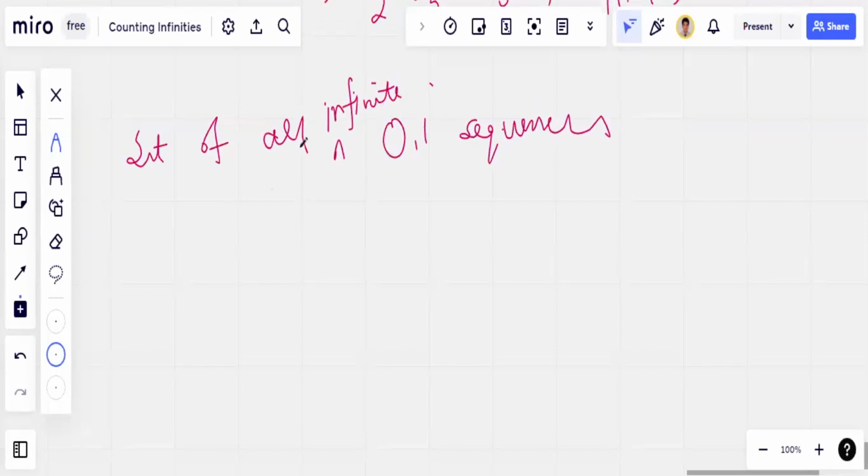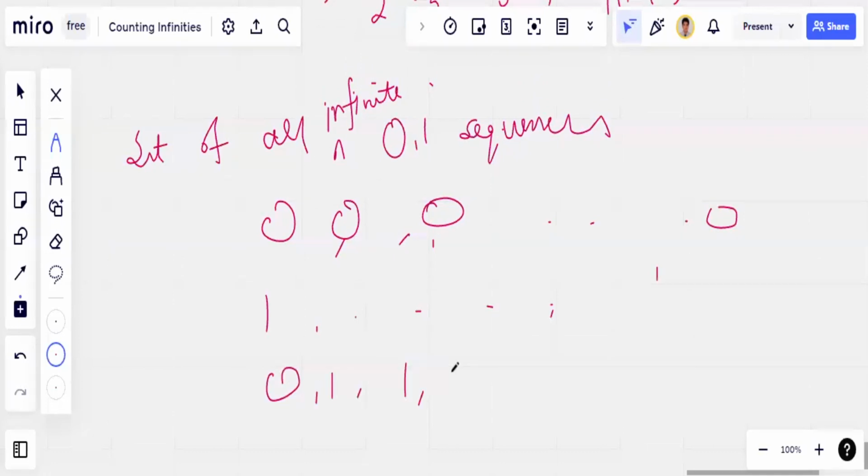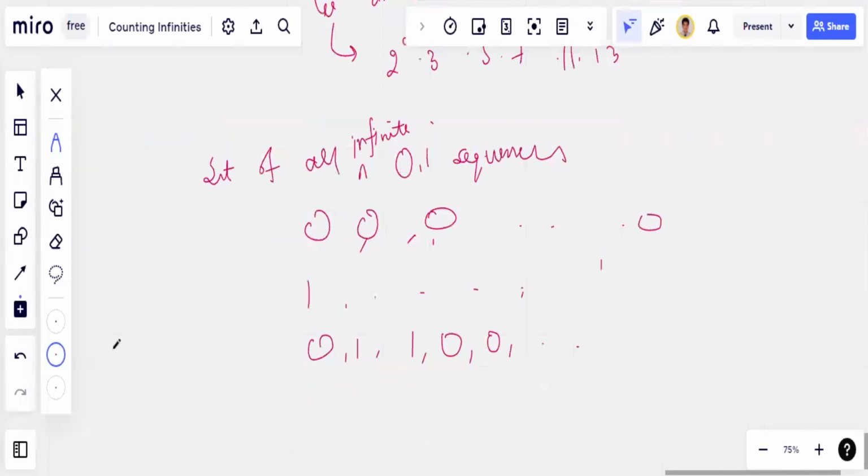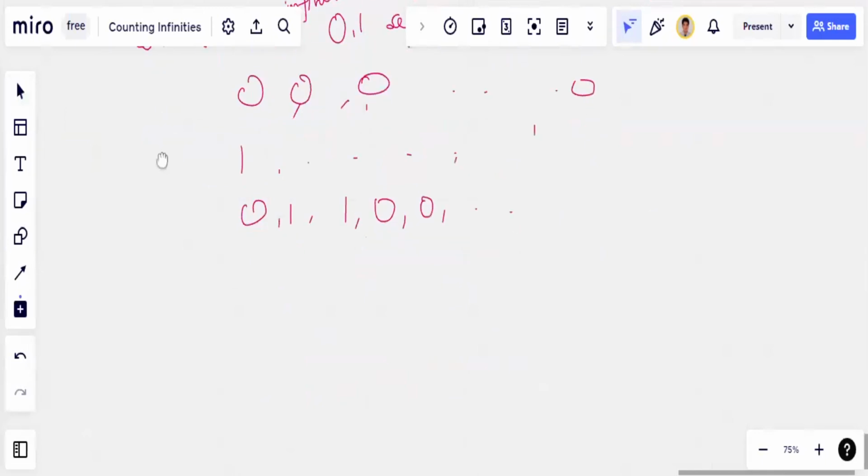What is a 0, 1 sequence? Basically a bunch of zeros and ones in some order. Like 0, 0, 0, all zeros, this is a 0, 1 sequence. All ones is a 0, 1 sequence. 0, 1, 1, 0, 0, 1, stuff like this. You have to prove that all such sequences are uncountable. I'll give you 2 or 3 minutes to think about it, but if you haven't seen the idea before, it's not that easy to come up with. So think about it for 2 or 3 minutes and then I'll tell.